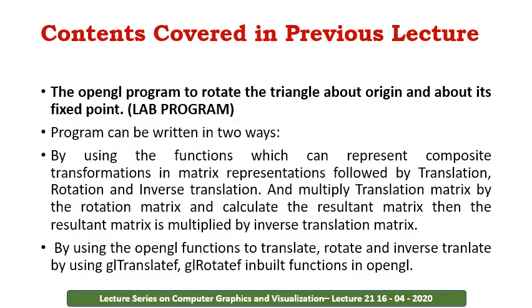Contents covered in the previous lecture are: from the second module, we have discussed the lab program, rotate the triangle about origin and about its fixed point. So we have discussed the program with the matrix representation by using some transformations followed by translation, rotation and inverse translation. And also we have written the program by using OpenGL functions to translate, rotate and inverse translate by using glTranslatef, glRotatef inbuilt functions in OpenGL.